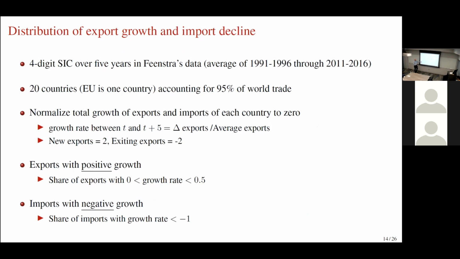We're going to look at things like how much right tail behavior there is versus modest growth, because modest growth is going to be our way to pick up you're just improving what you do and you continue to export it. But that should show up as modest growth, as opposed to this explosion of export growth if you're doing a new variety or creative destruction. And we're going to look at the left tail of import growth as well.